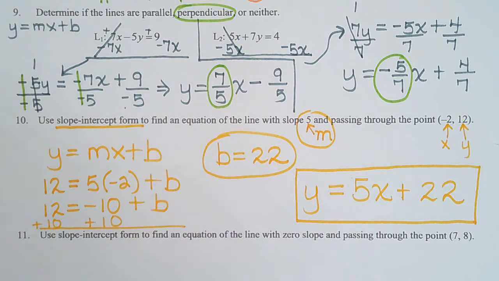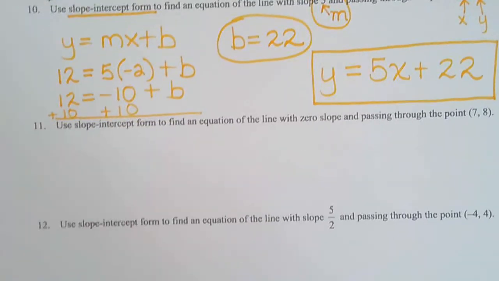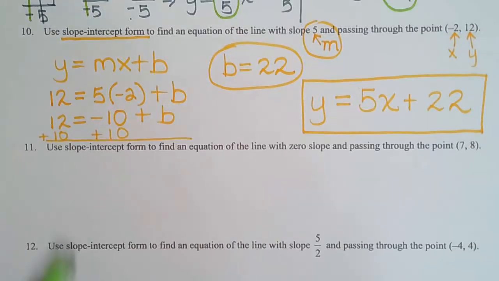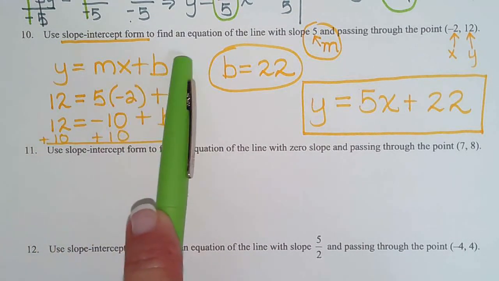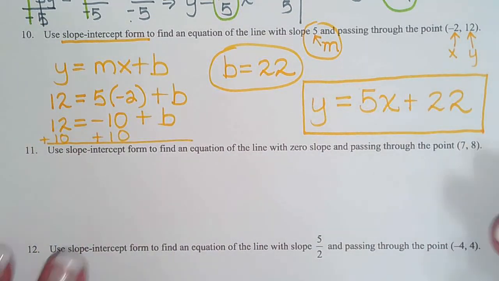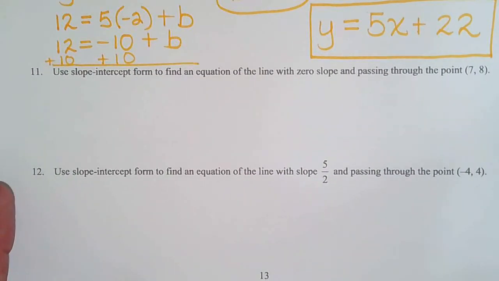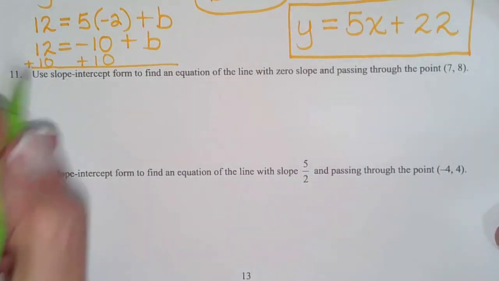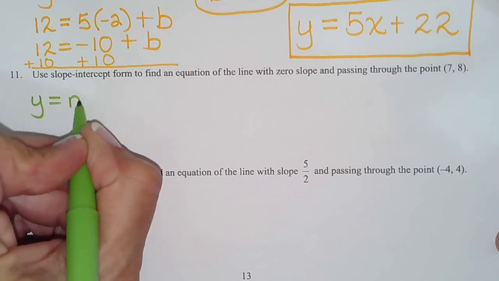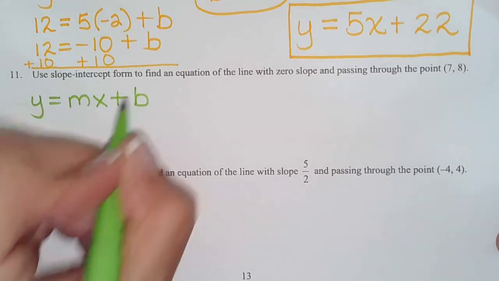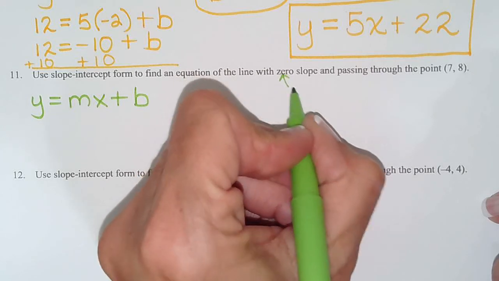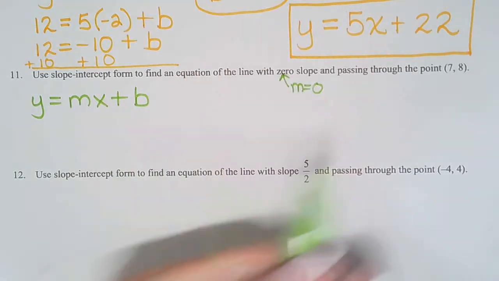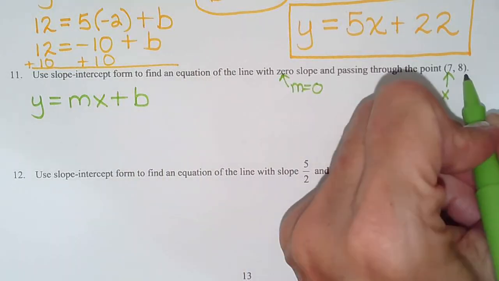Okay, let's do one more and then you guys can practice on one. So again, it says use slope-intercept form to write an equation. So that's the same thing we did here. Like I said, the minute I see those directions, I do y equals mx plus b. I write it down and then I can start plugging. So it says 0 slope. So my m is going to be 0. And this is my x. And this is my y.